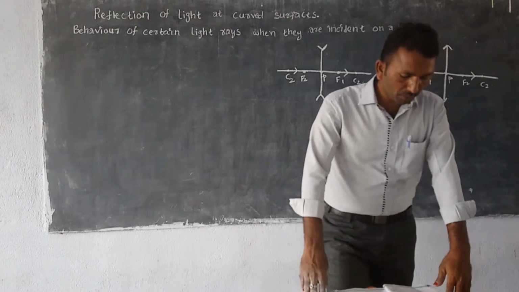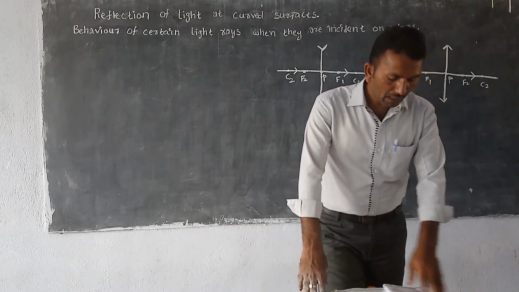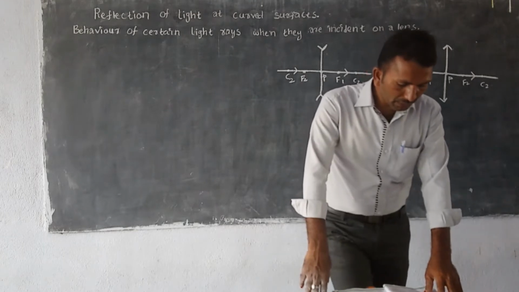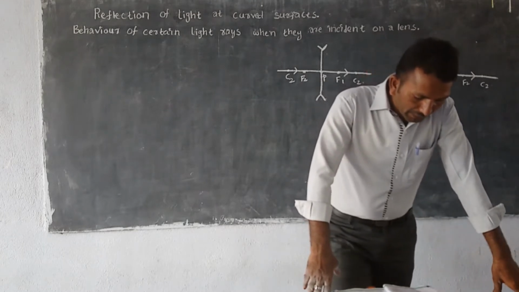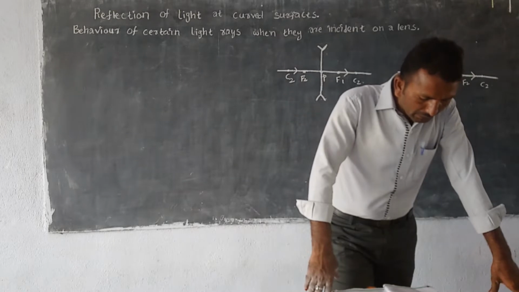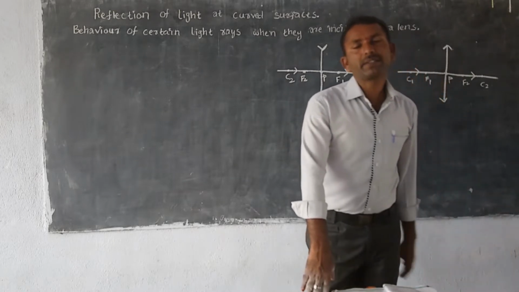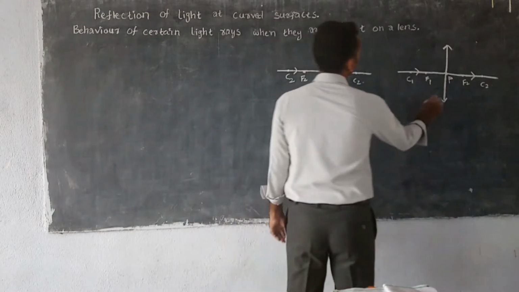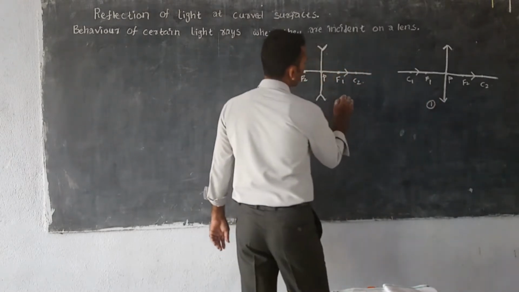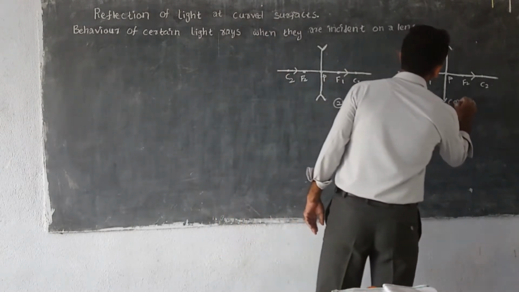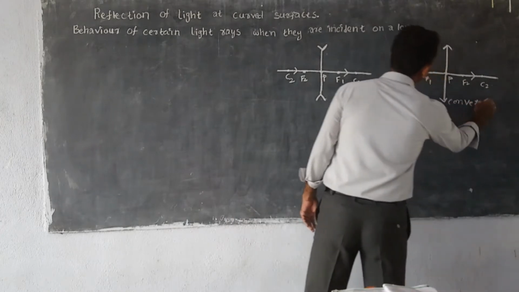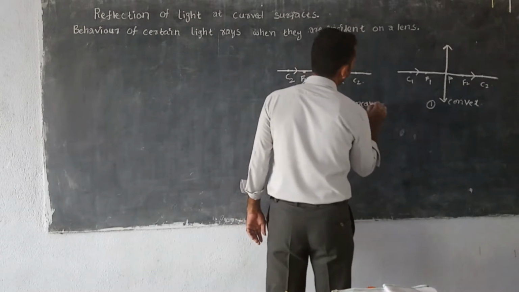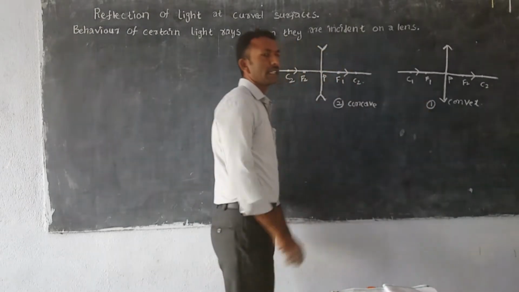And situation 2: ray passing through the optic center. Any ray passing through the optic center is also undeviated. And here, in the first situation, both are the first situation. This is for the convex lens, and this is for the concave lens. In both cases, the light ray is not deviated.